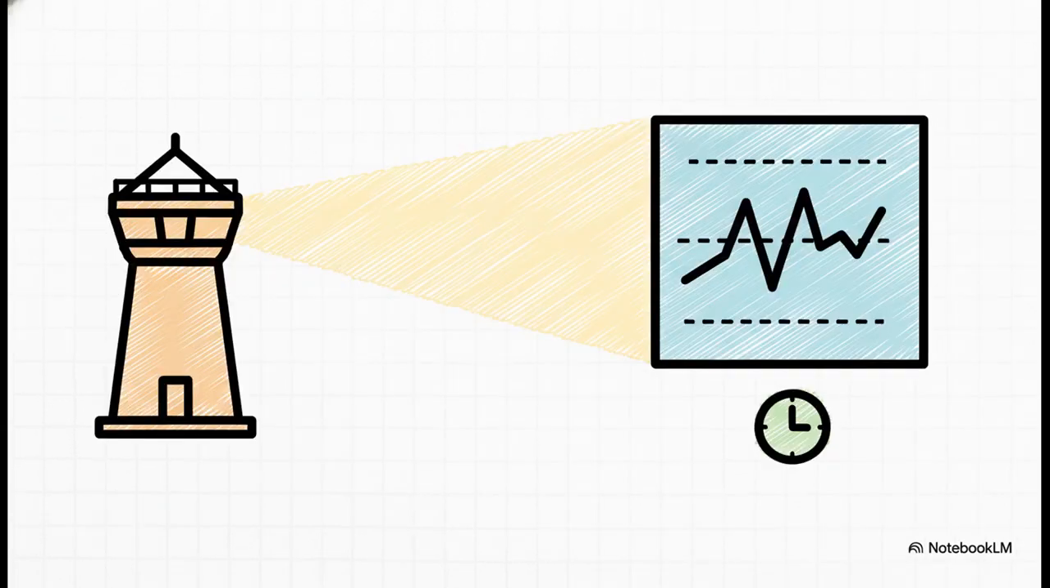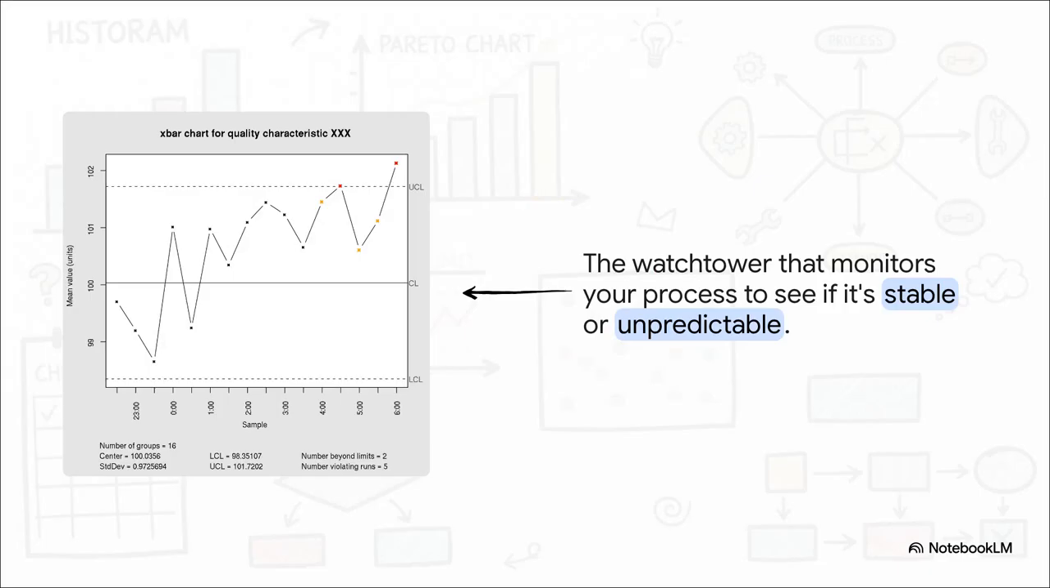Okay, our final tool for this quick tour is the control chart. Think of this as the watchtower for your process. Now, this chart might look a little mathy, but the idea is actually really simple. That solid line in the middle, that's your average performance. Those dashed lines at the top and bottom are your control limits, and they define the zone of normal, expected ups and downs in your process. Any data point that falls outside those lines is a red flag. It tells you something unusual happened that you need to go investigate.